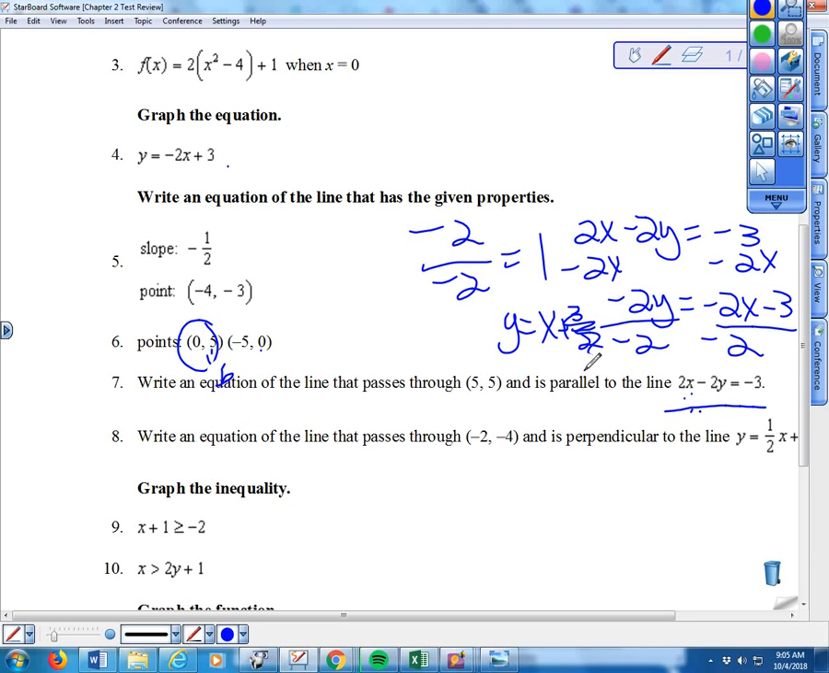Which way is easier? Negative a over b. So if you can remember negative a over b when it's in standard form, that gives you the slope. It'll save you a lot of time. If you can't, you're going to have to solve for y and find the slope that way. So the slope is 1.